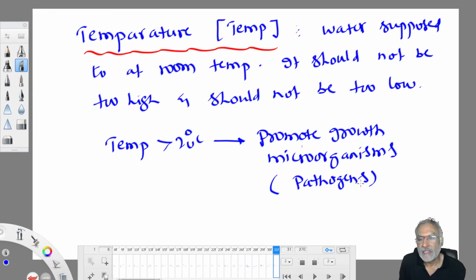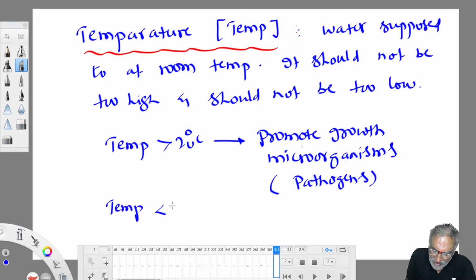Microorganisms trigger the growth of pathogens. Some of the microorganisms are pathogens. They trigger the diseases in the community. They break out the disease in the community. So it should not be above 20 degrees. Temperature should also not be less than 10 degrees Celsius.